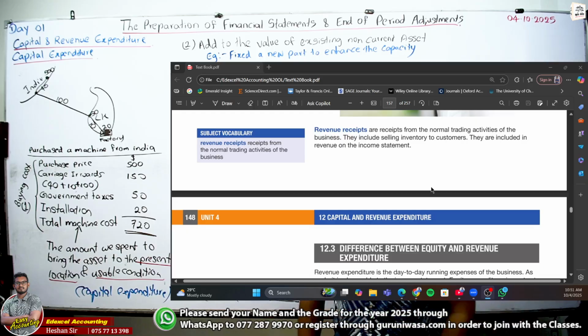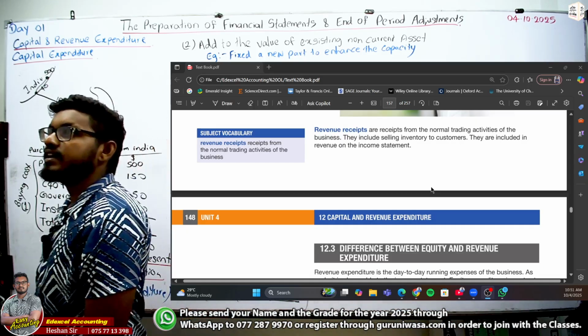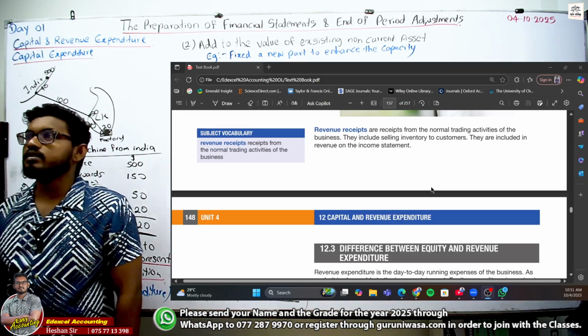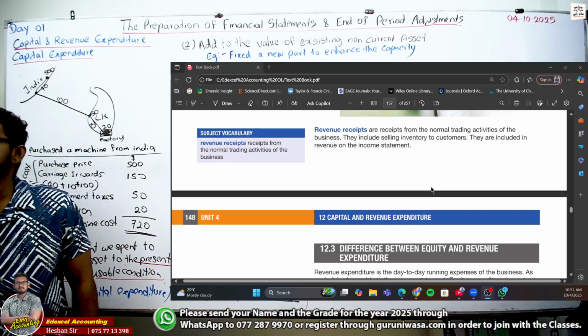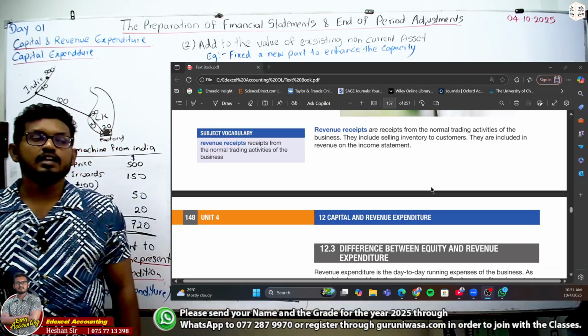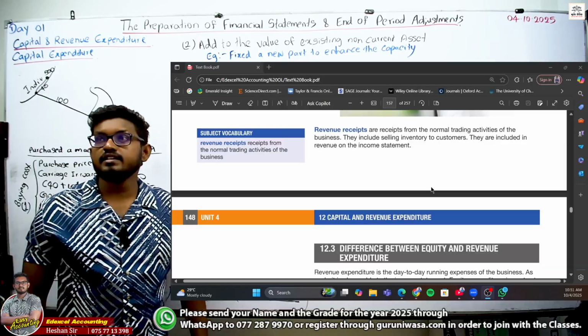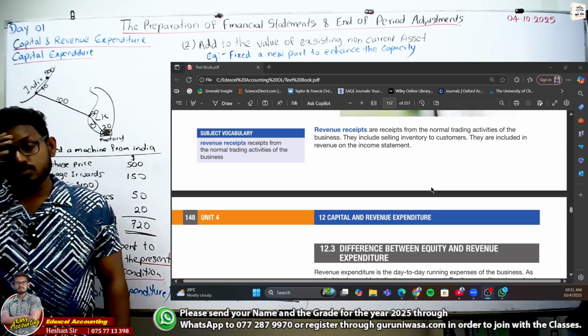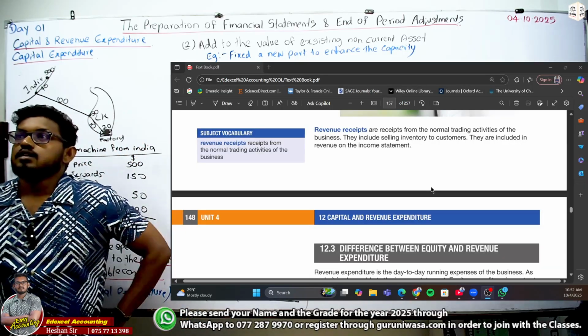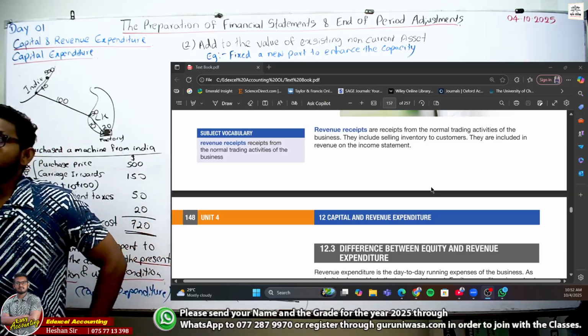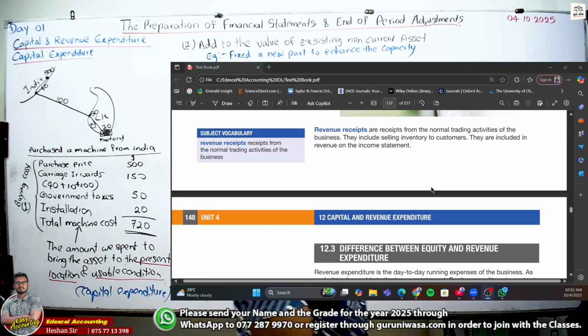Revenue receipts. These are receipts from the normal trading activities of the business. They include selling inventories to customers. They are included in the revenue on the income statement. Now, revenue receipt means the selling of the stocks. It goes to the P&L because those are income, right? Revenue receipts are from the normal trading activities of the business, right?